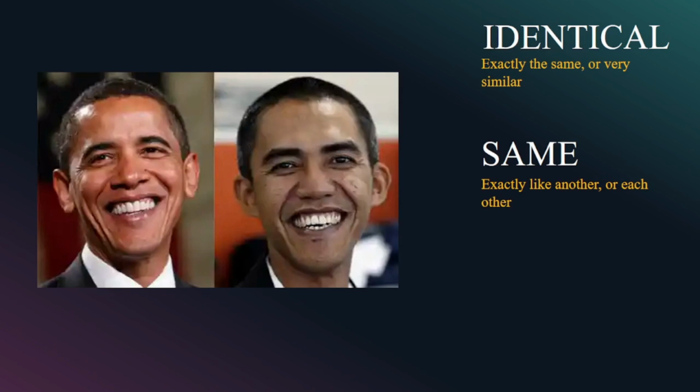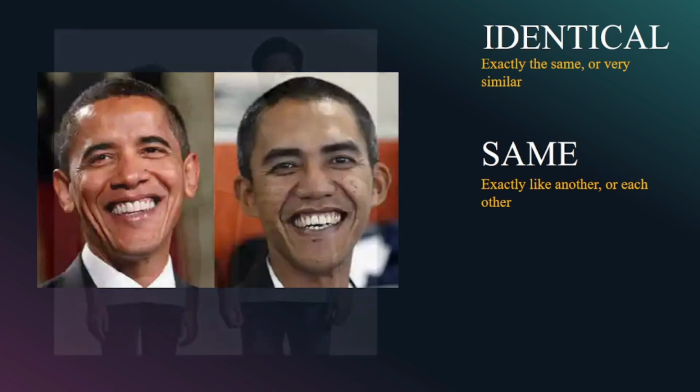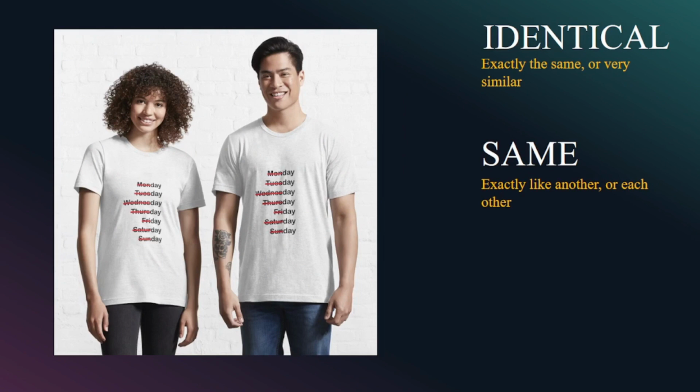Okay, so let's take another example. In this example, you can see there is a man and a lady wearing the same t-shirt. The quality, the color, the material, they're exactly the same.